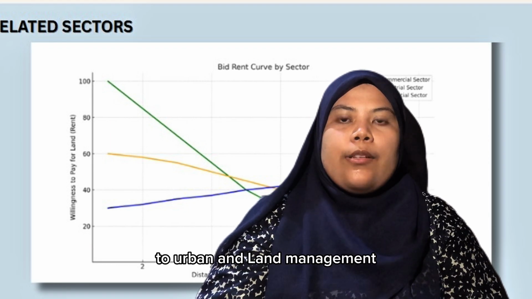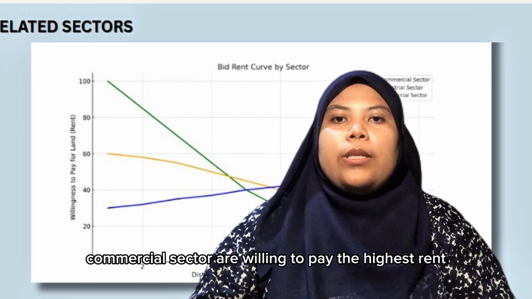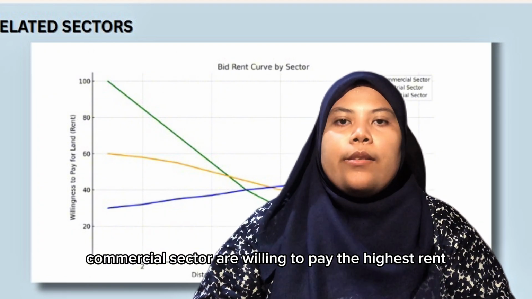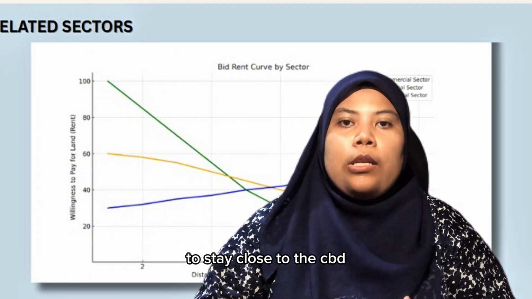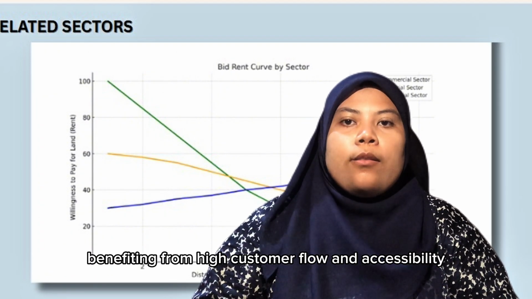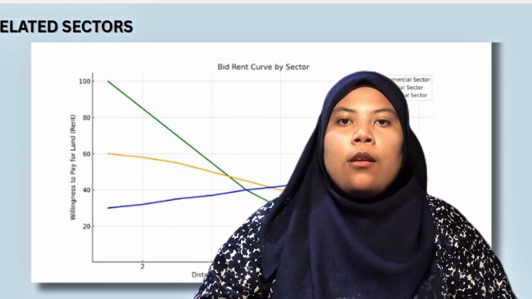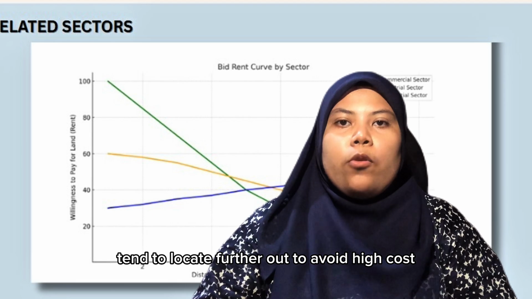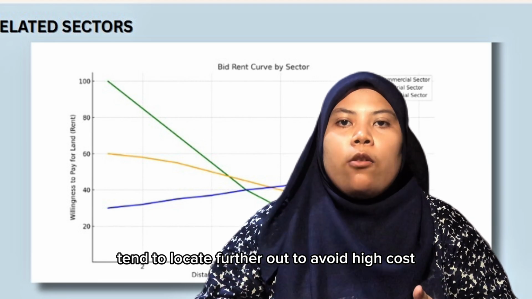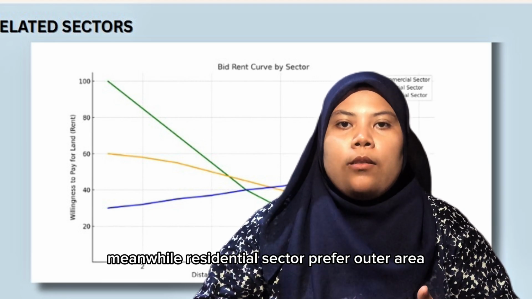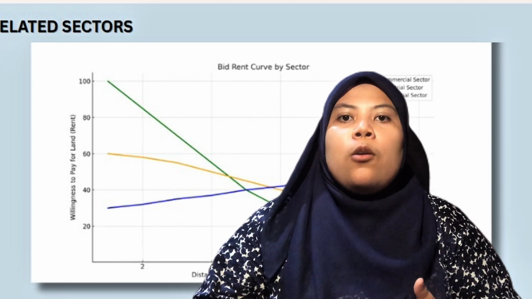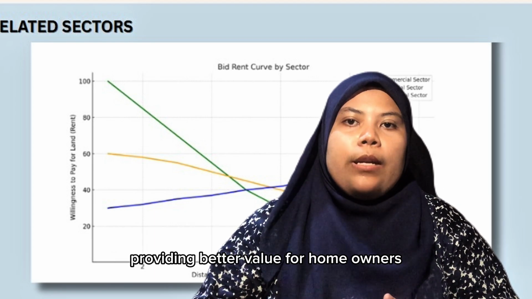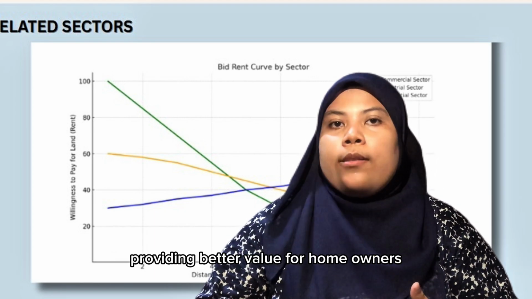I will explain about the related sector and the importance of bid rent theory to urban and land management. Based on the graph, commercial sectors are willing to pay the highest rent to stay close to the CBD, benefiting from high customer flow and accessibility, while industrial sectors, which require large plots, tend to locate further out to avoid high costs. Meanwhile, residential sectors prefer outer areas where land is more affordable, providing better value for homeowners.